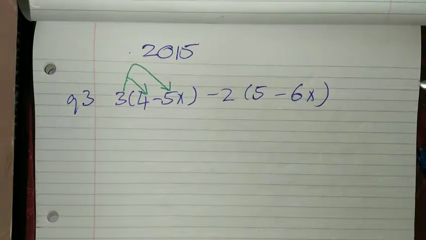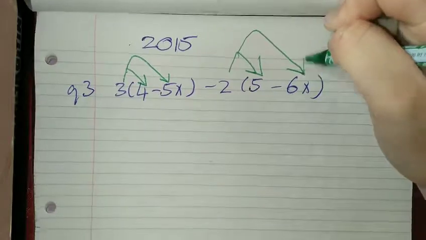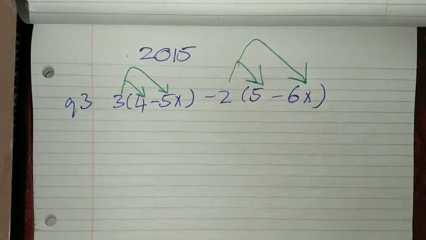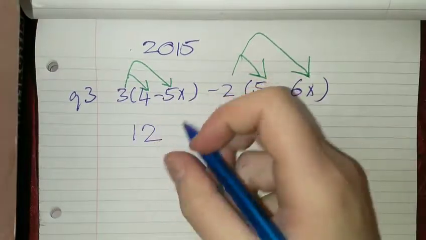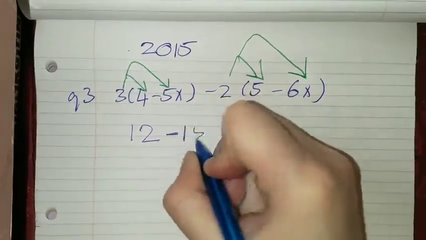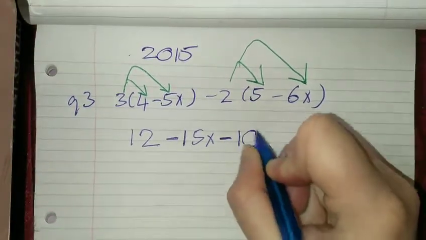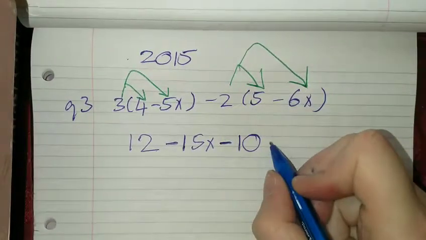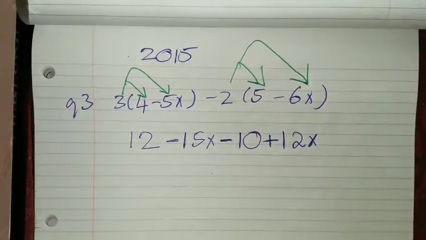to have to also multiply my minus 2 by my 5, and my minus 2 by my minus 6x. So 3 by 4 gives me 12, 3 by minus 5x will give me minus 15x, minus 2 by 5 will give me minus 10, and minus 2 by minus 6x will give me plus 12x, because a minus and a minus is a plus.